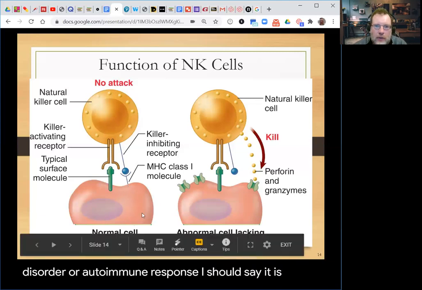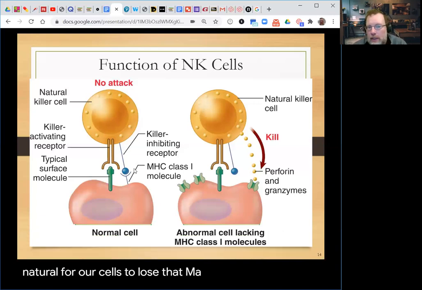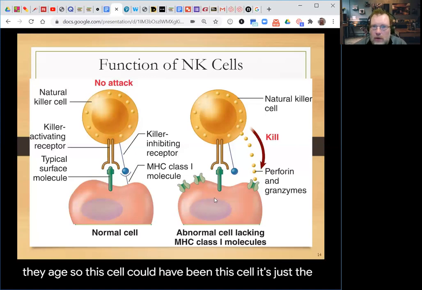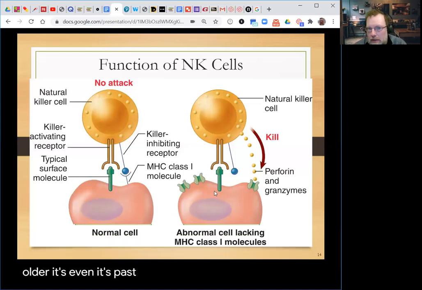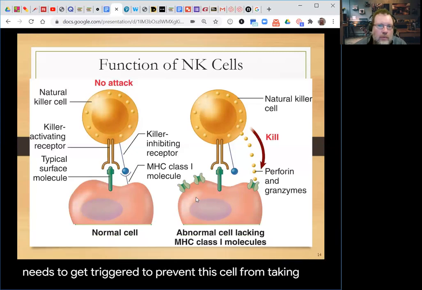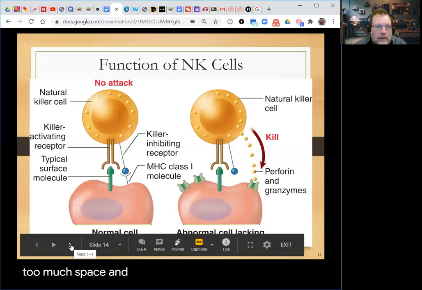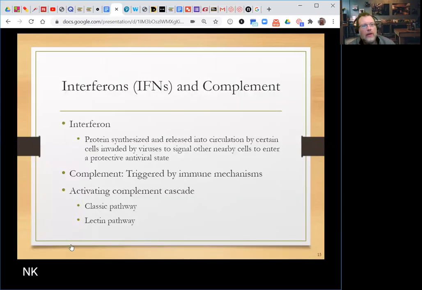It is natural for cells to lose that MHC class 1 molecule as they age. So this cell could have been this cell. It's just older, past its prime, and basically apoptosis needs to get triggered to prevent this cell from taking up too much space and not doing anything. So that's what NK cells do.